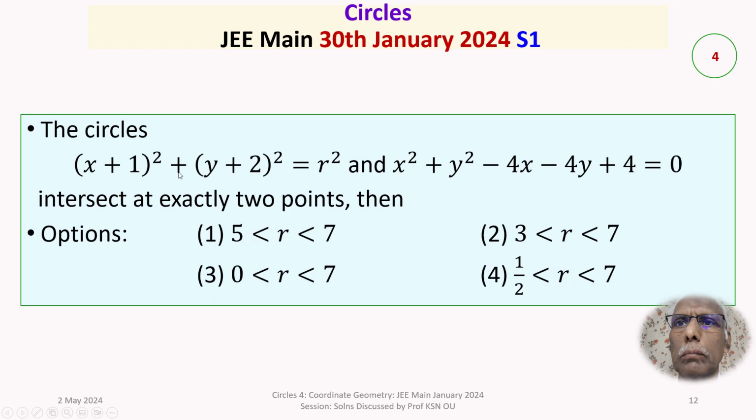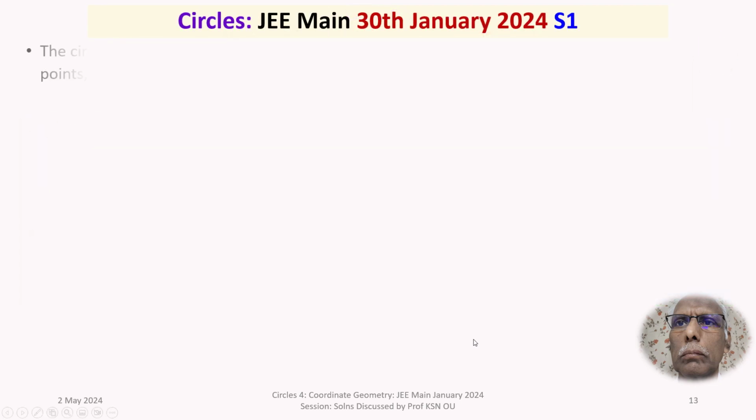So you are given two circles, and one of the circles involves r, and it is given they intersect at exactly 2 points. Then r will lie between two numbers, and what are they? So let's now discuss the solution of this problem in detail.